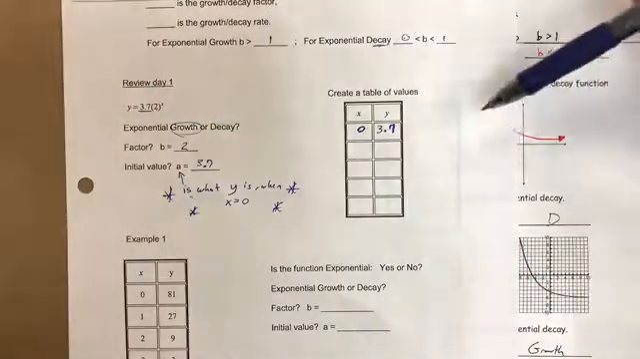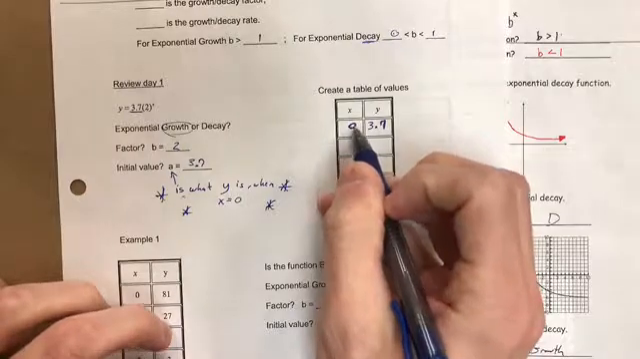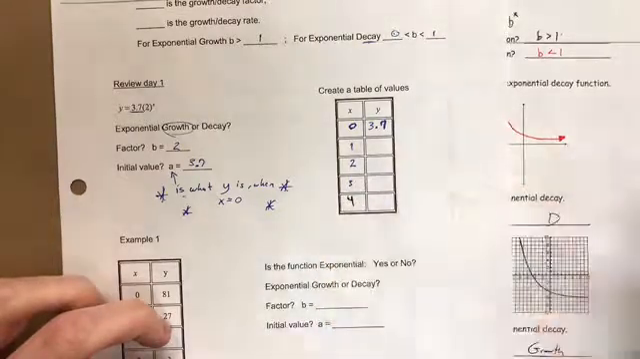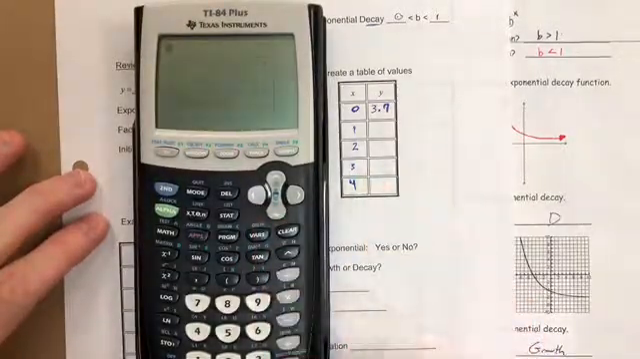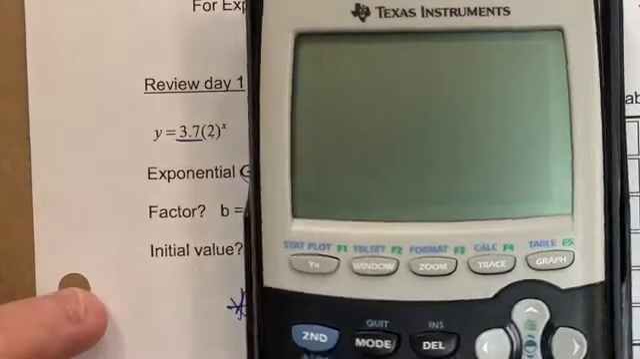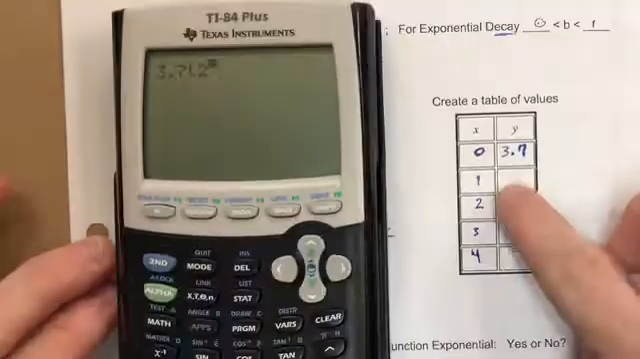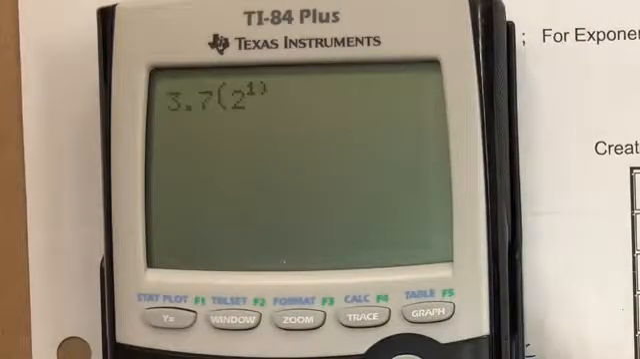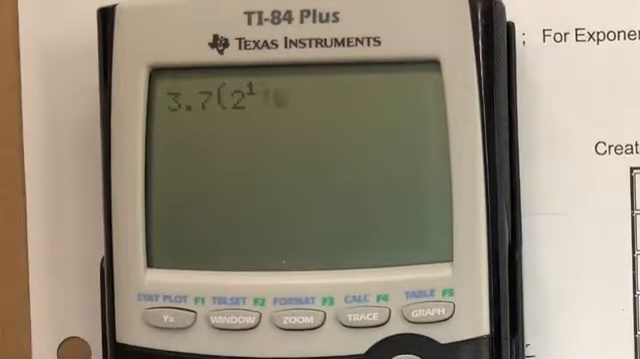To create a table of values, you really need a calculator. I would just start plugging in additional x values after 0, so 1, 2, 3, and 4. A little refresher on how to put these in. My equation is y equals 3.7 times 2 raised to the x power. So I'm going to put in 3.7 parentheses 2 raised to whatever x we're using. Whatever x we use gives us that y. So I would put it in like this, 3.7 times 2 raised to the first power.